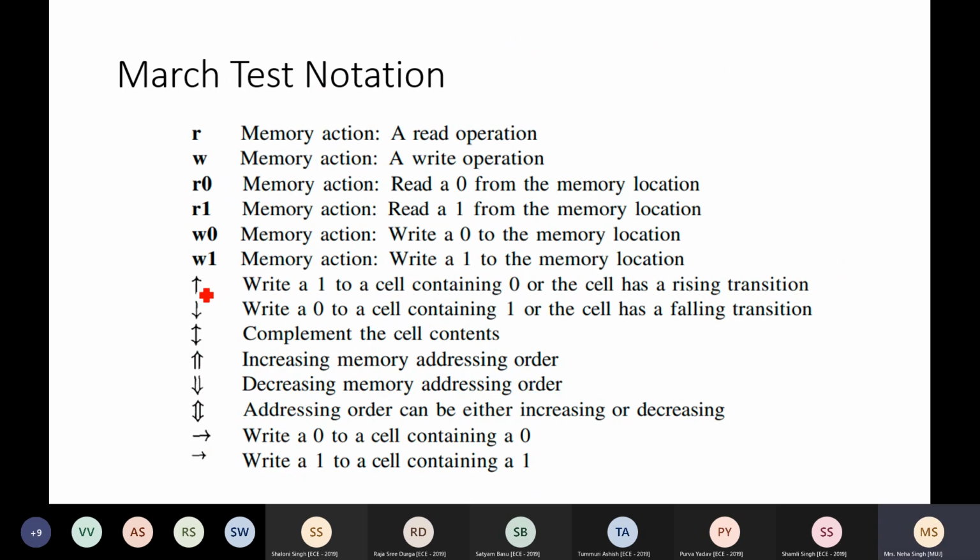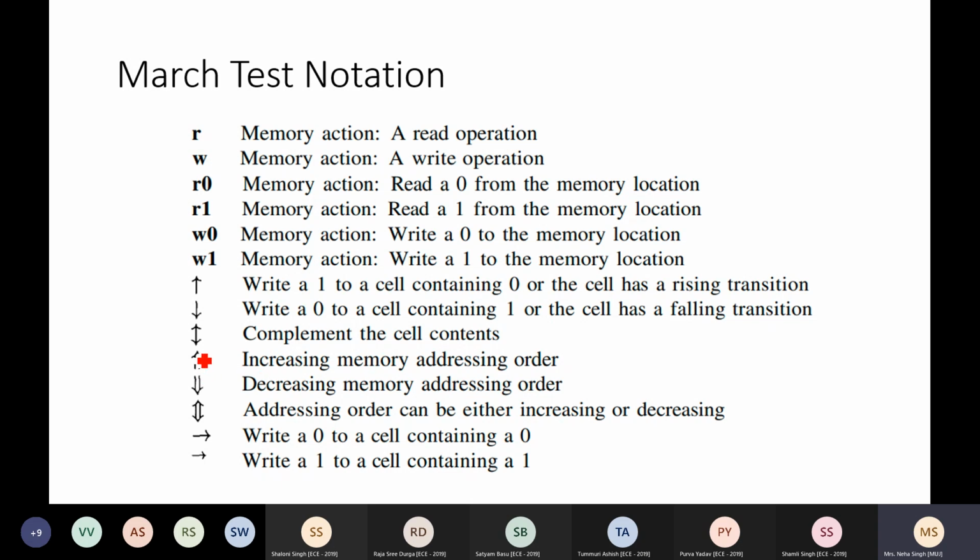Up arrow means writing 1 into a cell which already has a 0. Down arrow, try to write 0 to a cell which already has 1. Up and down simply means complement the cell content. 0 है तो 1 कर दो, 1 है तो 0 कर दो. So it will check for both the transitions.